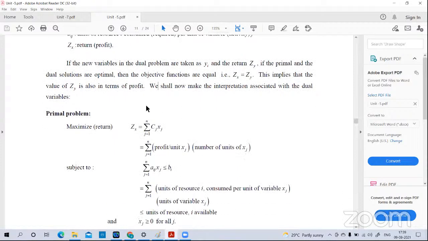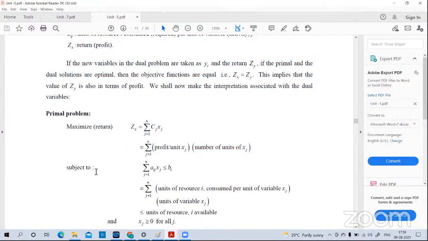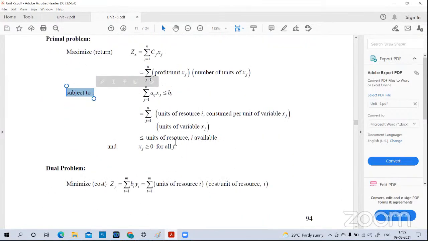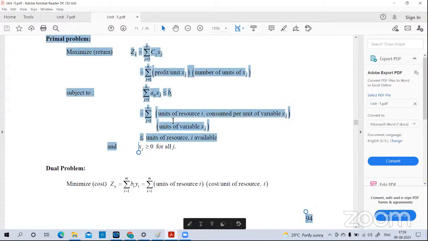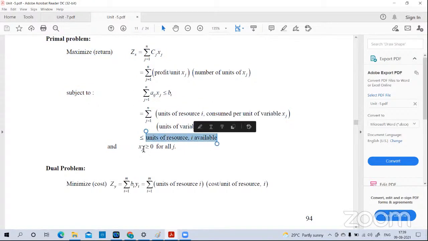What are the variables? Here, the primal problem as per the economics: it is the maximum return we are expecting, which is called the objective function. Next is subject to the constraints, so how should the unit resources be utilized? It is the lesser amount, and that comes under the constraints. Next, xj is greater than or equal to 0.